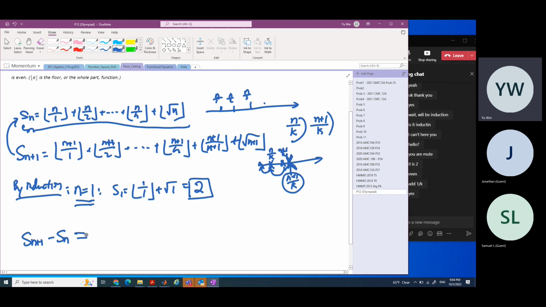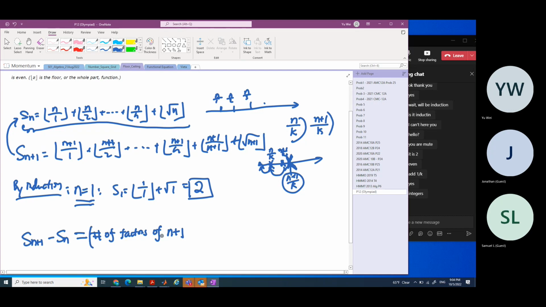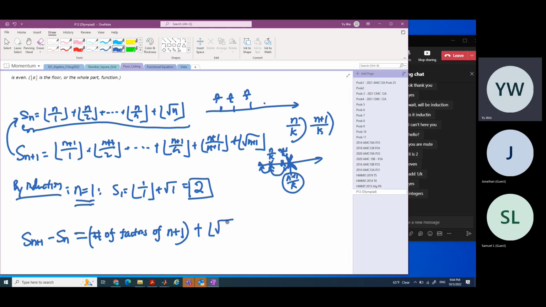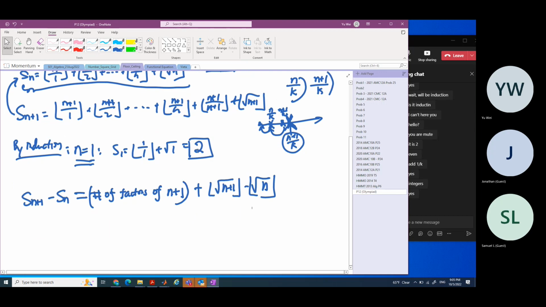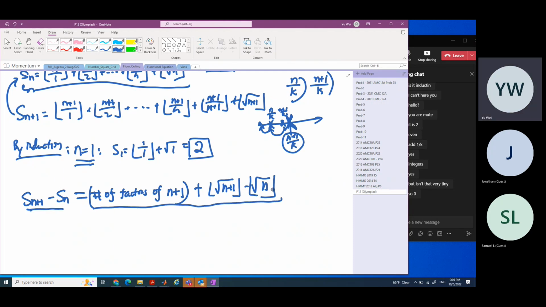So the difference between the two is the number of factors of n plus 1. And then we also need plus n plus 1 minus n. Why do we need to add 1? Any question for this, Sam?